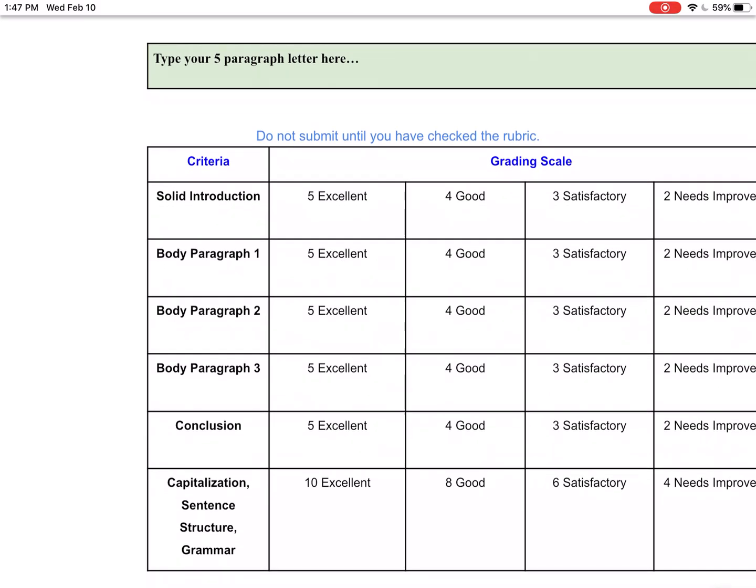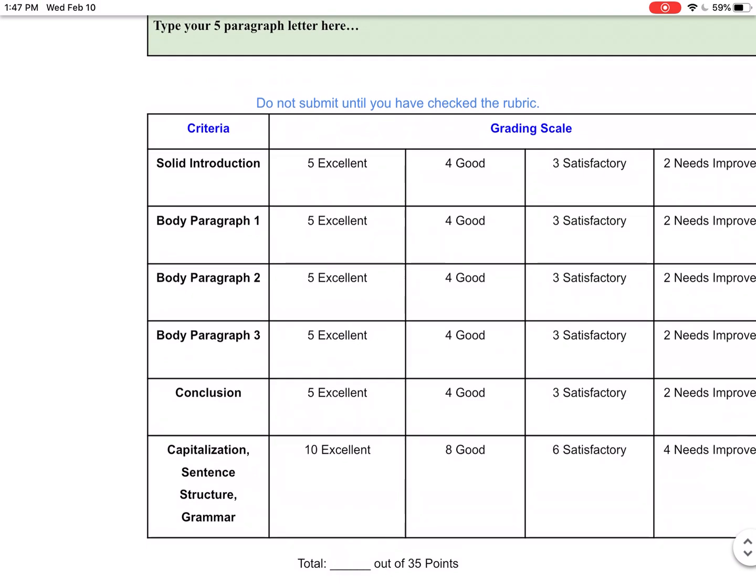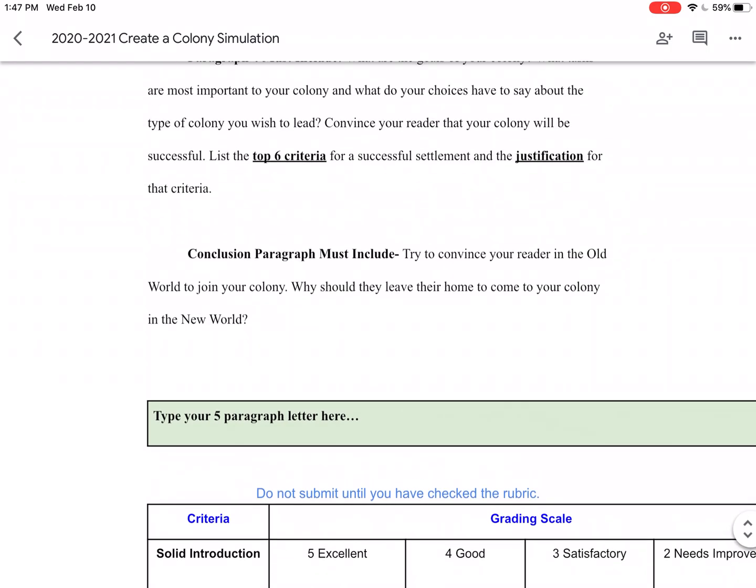Here's the grading scale for the rubric. As you can see, you can get 5 points for an intro, 5 points for each solid body paragraph, and 5 points for a conclusion. I'm also taking a look at your spelling, capitalization, sentence structure, grammar, and details for 10 additional points. So in total, this one particular part, Part H, is worth 35 points.